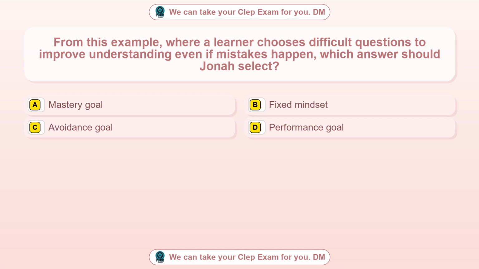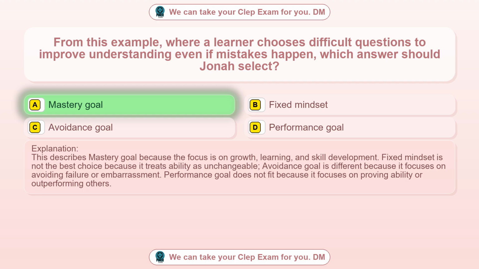Question 28. From this example, where a learner chooses difficult questions to improve understanding even if mistakes happen, which answer should Jonah select? Option A, mastery goal. Option B, fixed mindset. Option C, avoidance goal. Option D, performance goal. The correct answer is option A, mastery goal.